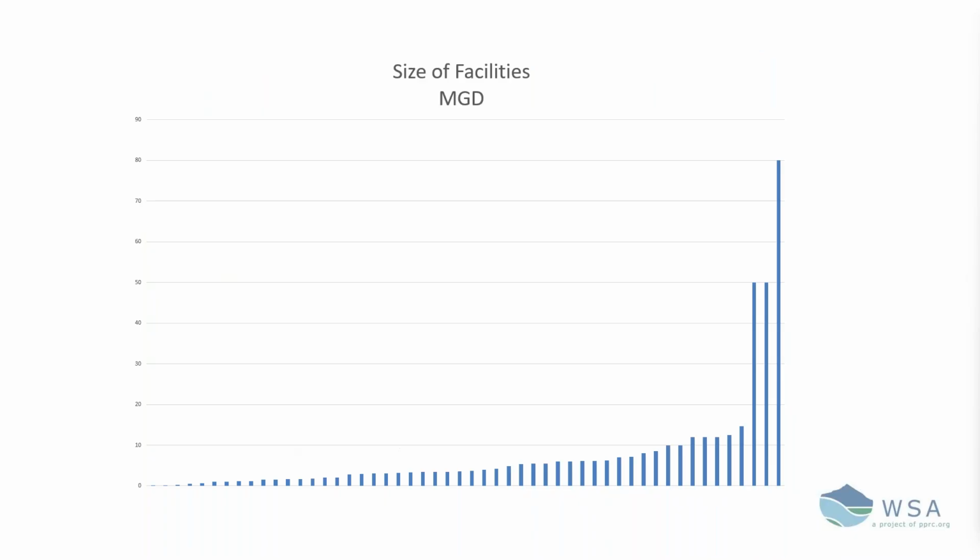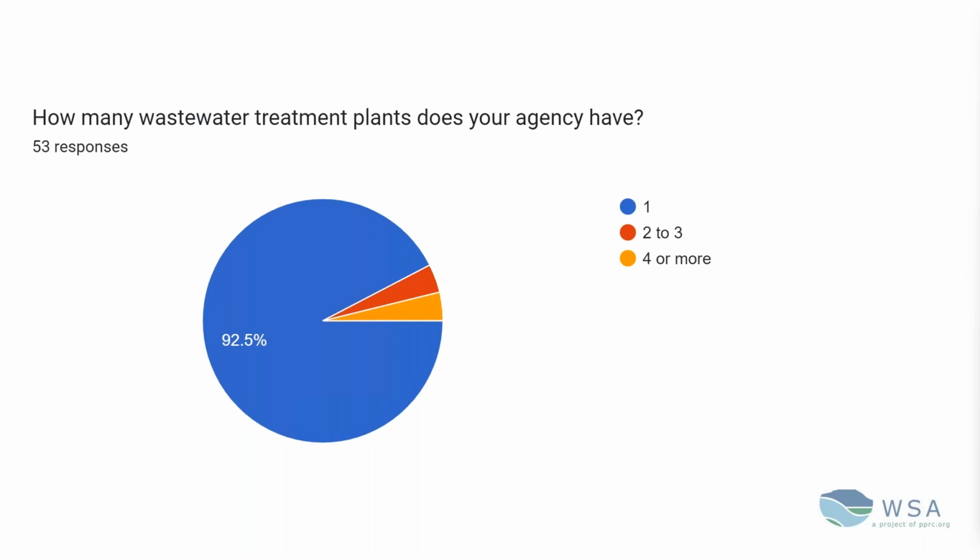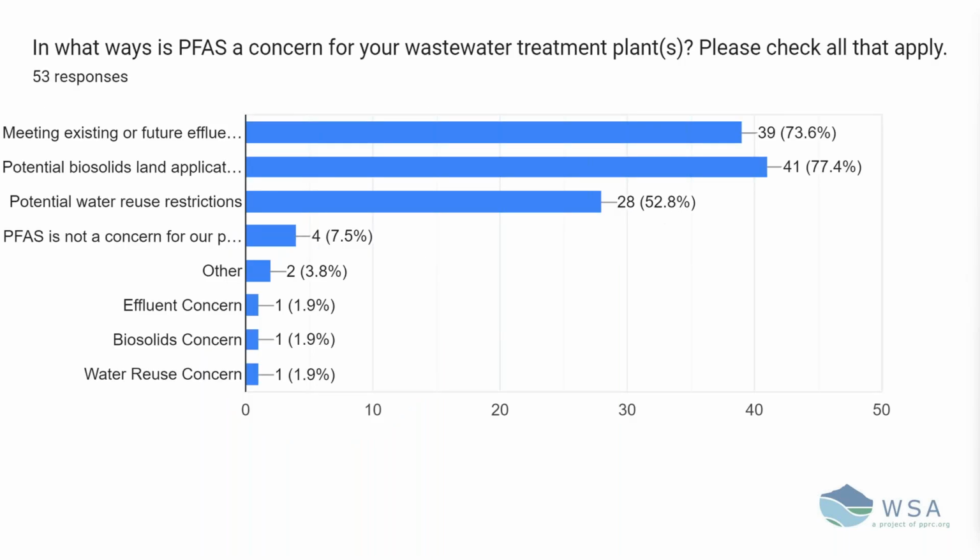We did a survey of small wastewater treatment plants in EPA regions 8, 9, and 10. And we had a couple of larger wastewater treatment plants participate also, but you can see that the majority of our respondents were less than 10 million gallons per day. When we asked people how many treatment plants their agency has, the majority were just one treatment plant. And then we asked them, in what ways is PFAS a concern for your wastewater treatment plant? Many of them are concerned about meeting existing or future effluent discharge limits, almost equally as concerned about the biosolids land application or disposal limits. And then potential water reuse restrictions is a major concern.